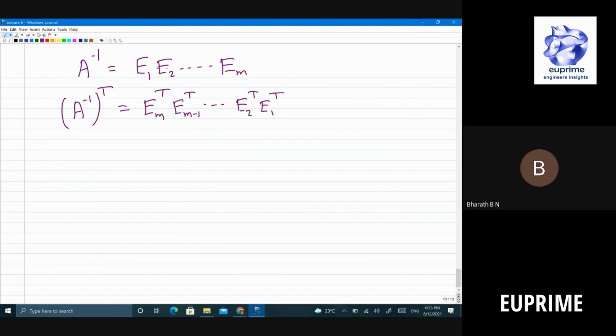So now how do you show that it's A transpose whole inverse? Can you check that? How do you check that? Yes. Okay, anyway, I'll leave it as an exercise. Think about this. Okay, so think.